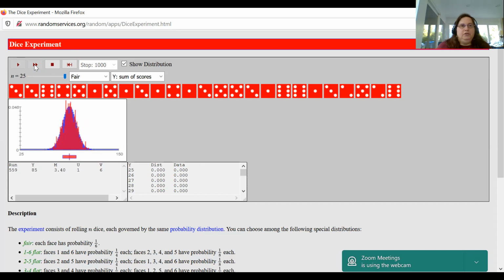So we're doing this roll of 25 dice 1,000 times together. And there you go. Look how close that is to the actual normal distribution. Not perfect, but very close. Okay, so now let's return to our slides.